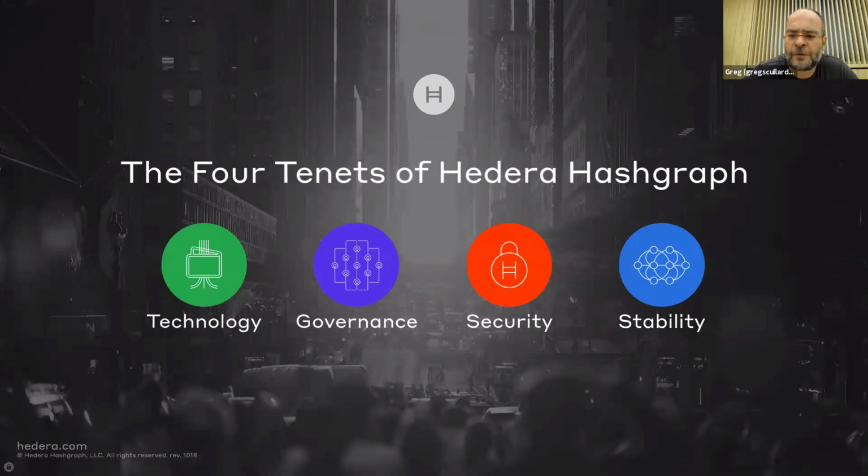So, why Hedera Hashgraph? What is it that is different? We feel that there are 4 reasons that needed to be overcome for a public distributed ledger to achieve mass adoption: technology, governance, security, and stability.